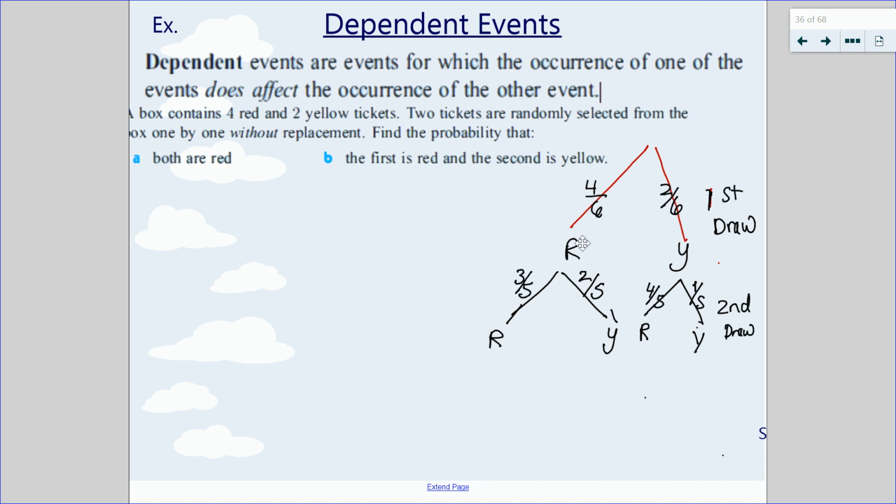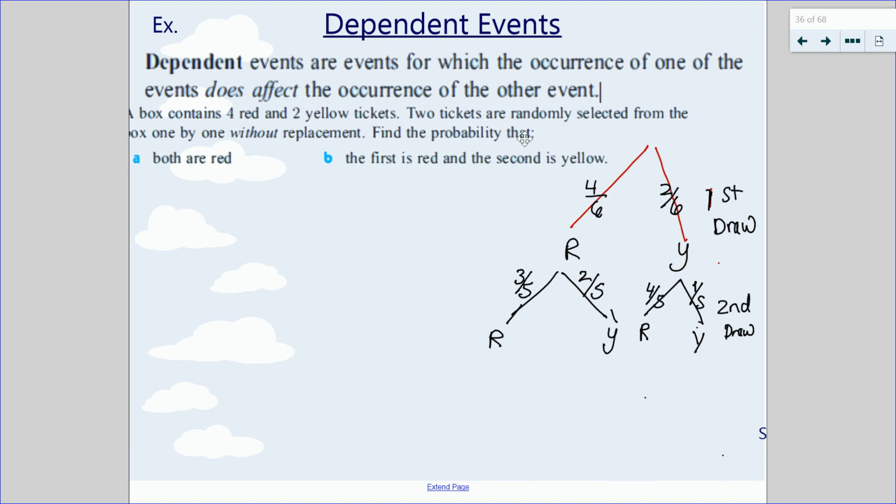So for your initial draw, the probability of red is 4 out of 6. Probability of yellow is 2 out of 6. Then if you drew a red, there's only 3 reds left out of 5 tickets, but there's still 2 yellows left out of 5. Now going over here, if the first ticket you drew was yellow, you still have 4 reds left, but there's only 1 yellow left.